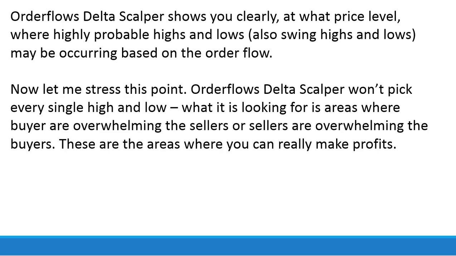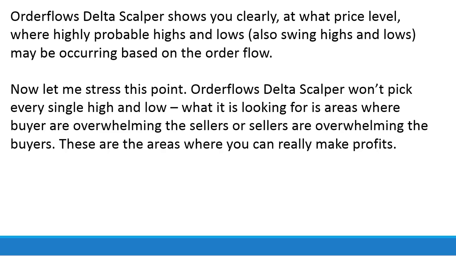So order flow's delta scalper shows you clearly at what price levels there were highly probable highs and lows. Also, swing highs and lows may be occurring based on order flow. Now, let me stress at this point, order flow's delta scalper won't pick every single high and low. That's not what it's designed to do. It's not designed to pick highs and lows.